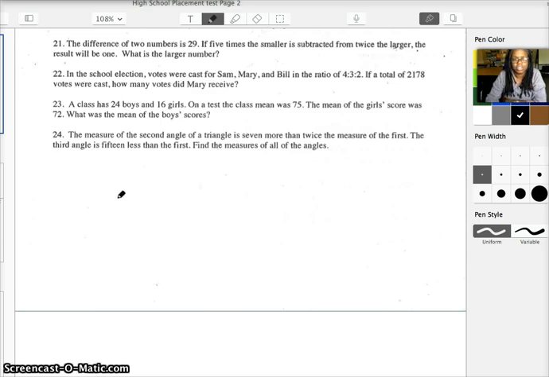So we know that to find the mean, we need to have the total sum divided by the number of people. How many people would this be? 24 plus 16 is 40, so there's 40 students here. And we know that the answer has to be 75 if I were to add up all their scores.